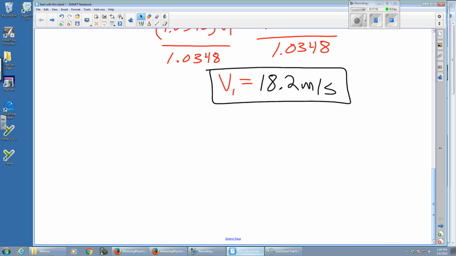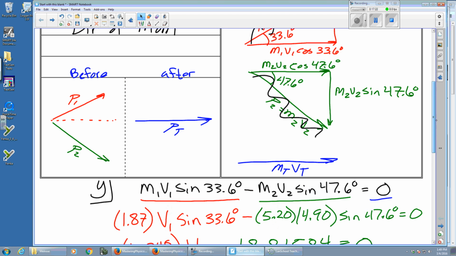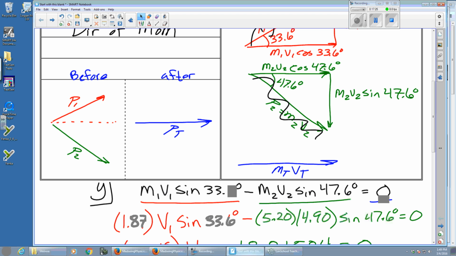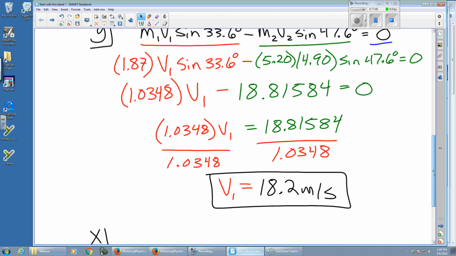This is going to be fun because I've got to go back and forth. So this is in the x direction now, and I'm going to have the momentum before, so I'm going to have this, the M1V1 cosine 33.6 plus the other horizontal part, M2V2 cosine 47.6. They're going to add up to the total, the blue arrow, right? So red horizontal plus green horizontal is blue horizontal. So I'm going to try to remember all that as I write it down here.